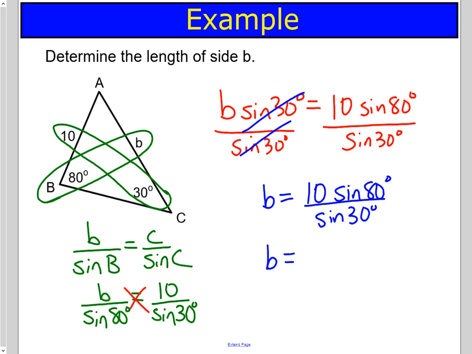So b equals. All right, so again, make sure your calculator is in degree mode. I'm going to go 10 sine 80 and hit equals. And then I'm going to hit my divide sign, sine 30, and hit equals again. And I get 19.7. So b is equal to 19.7. Okay, so using the sine law is all it is. It's just a matter of setting up our ratios and then solving for the missing piece of information.